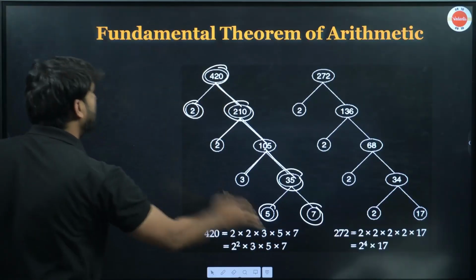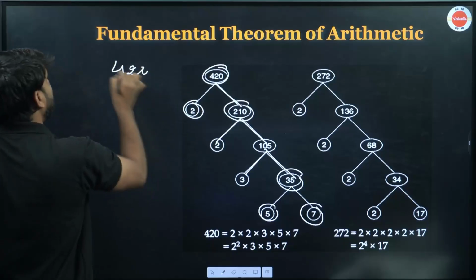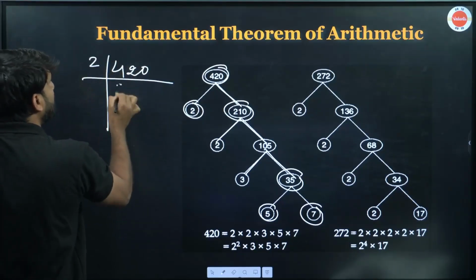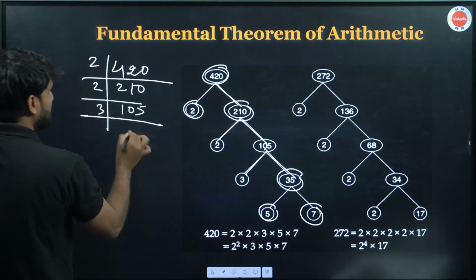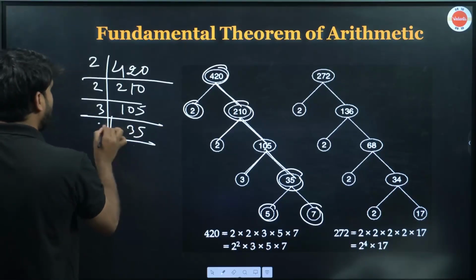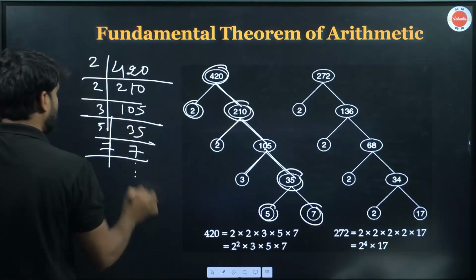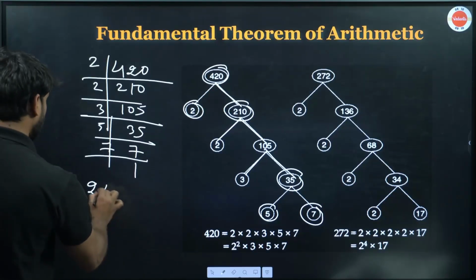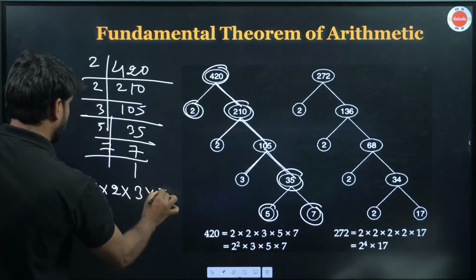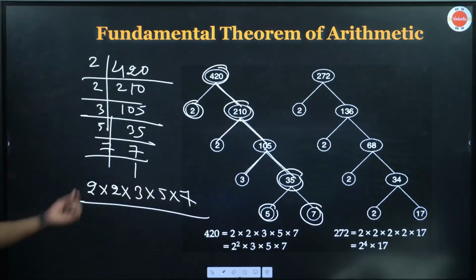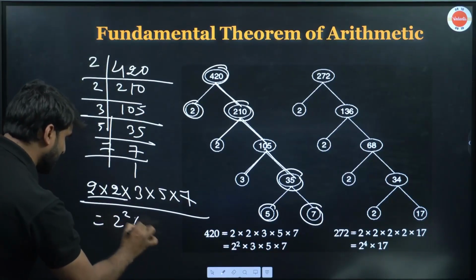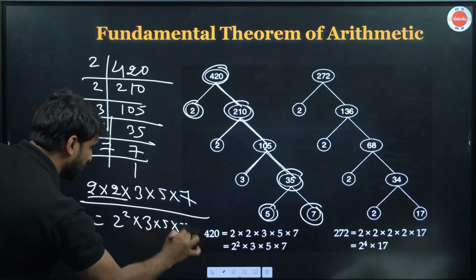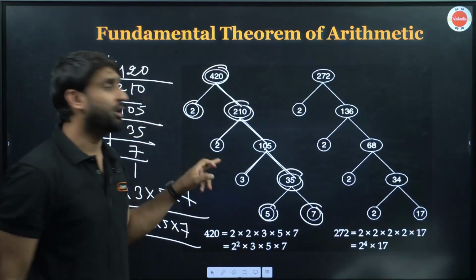How can you write it? By taking the LCM. Always make sure to take the LCM. So 2, this will come here. Now 2, this will come here. Now 3, 35 will come here. Now 5, 7 will come here. Now 7, 1 will come here. So 2 into 2 into 3 into 5 into 7. This is the prime factorization. It can also be written as 2 square into 3 into 5 into 7. This is the fundamental theorem of arithmetic.